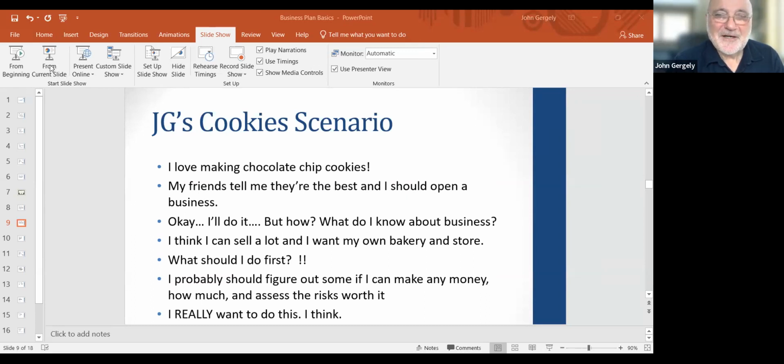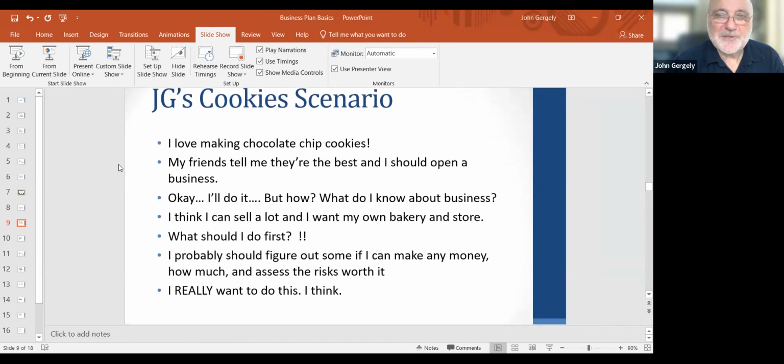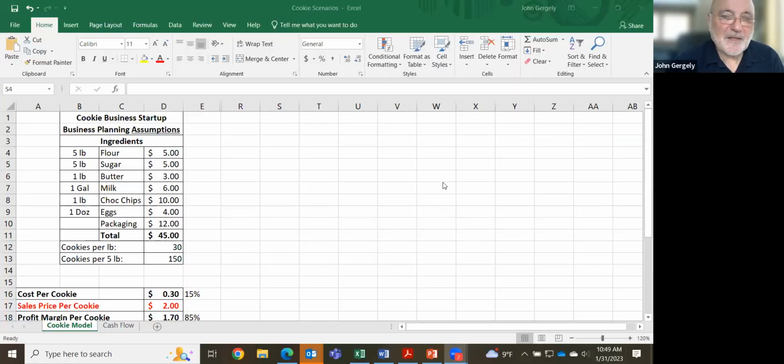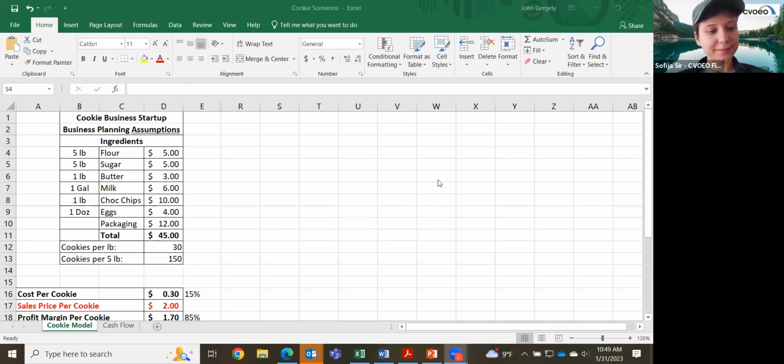Okay. All right, so this was just the background. I love making cookies. My friend said I should open a business and so on. And so this was just the lead in to this next sheet, and tell me if you can see the spreadsheet. We cannot, just the cookie scenario. Okay, thank you. Why is this not working? Oh, I know why, I think. Okay, can you see it now? Yes. All right, good.